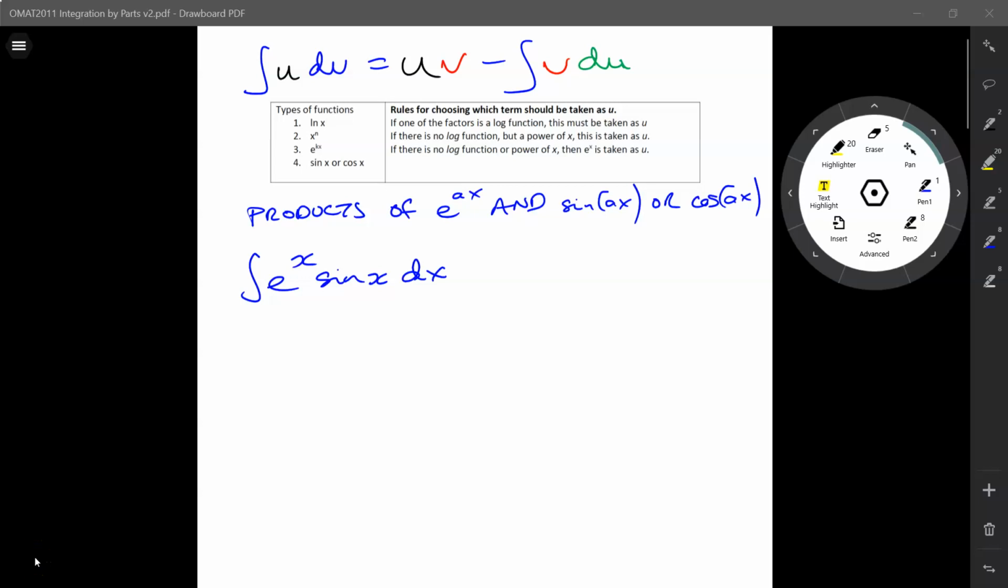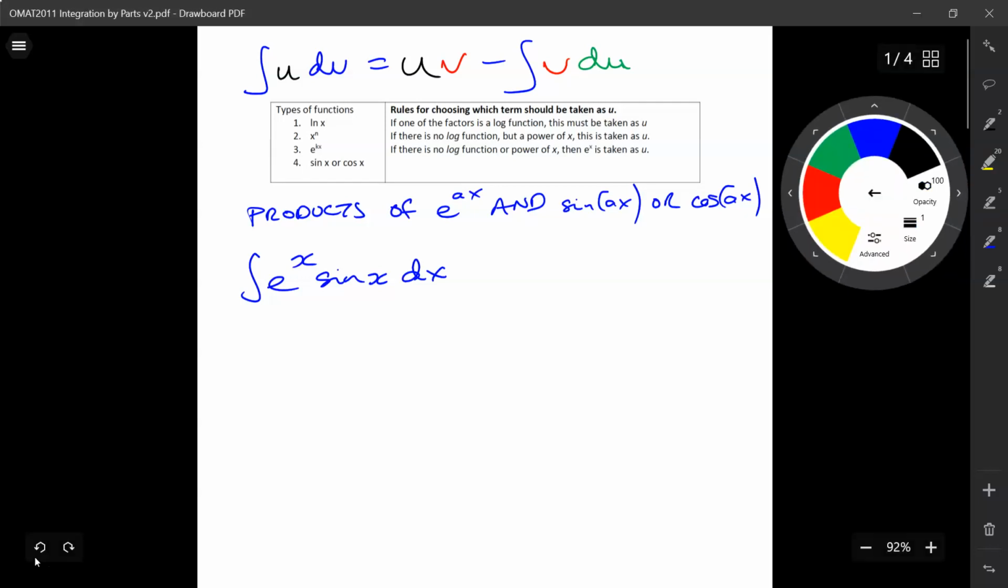In this video, we're going to look at some examples of getting the integral of a product of an exponential function and a sine function, or alternatively, the same method applies for an exponential function and a cosine function. The first example we look at here is the integral of exponential x times sine x dx.